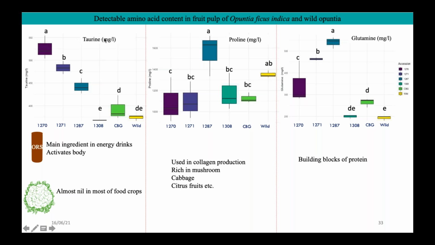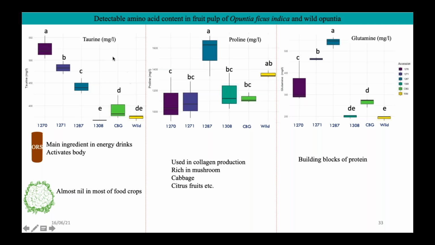Taurine is a component found in ORS drinks, or when we take saline, or some energy drinks. Taurine is the main component. But unfortunately, taurine is not available in most of the commercial food crops we have in daily life. They don't have much taurine. So in order to extract the taurine, we need to harvest a huge amount of plant material to get a sufficient amount of taurine.